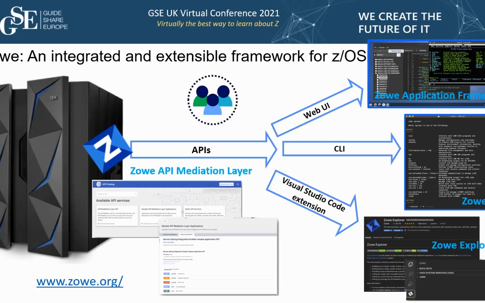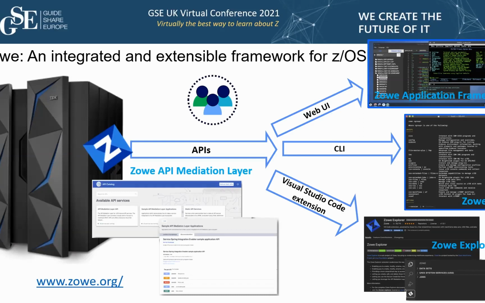Then the power of Zowe is the extensibility. Many vendors can extend the Zowe API Mediation Layer, adding their own APIs to interact with a single product or service or whatever that is running on mainframe. The Zowe API Mediation Layer provides even the authentication capabilities, so you can standardize the authentication to work with the APIs provided by Zowe.